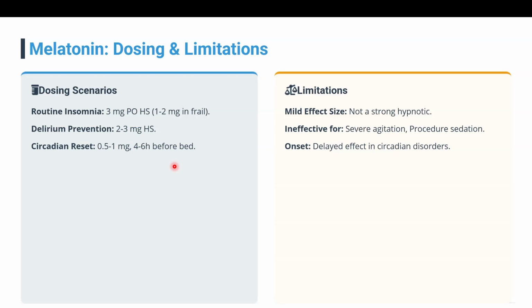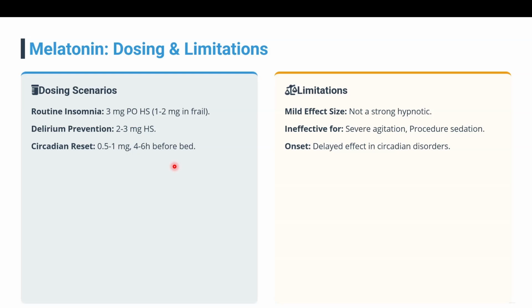So limitations: it has a very mild sedative effect. It is not a very strong hypnotic. So the patient may not feel relief from insomnia or get sleep immediately, such as with usage of Zolpidem, Lorazepam. It may not be used as an immediate sedative, but its effect takes 2 to 3 days. The onset of the effect may even be delayed up to 6 to 10 days for full effect in case of circadian disorders. It is ineffective for severe agitation and pre-procedure sedation.